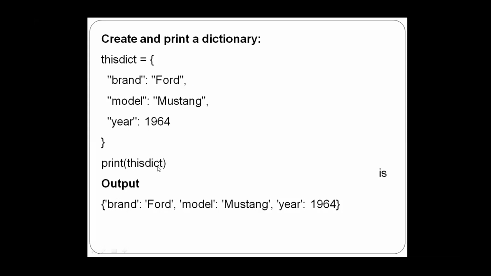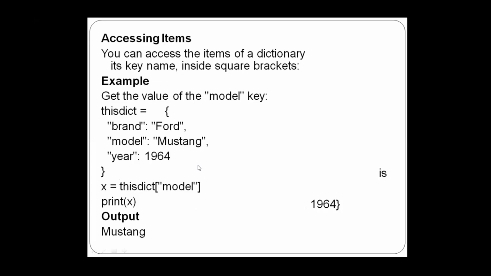And then you'll be printing this dictionary. When I print the dictionary, the output that I get will be in this format, right? So now we have created a dictionary. So how do you access the elements of a dictionary? There are different methods for accessing. The first method we'll be discussing is by using the key. By using the key, I will get the value.